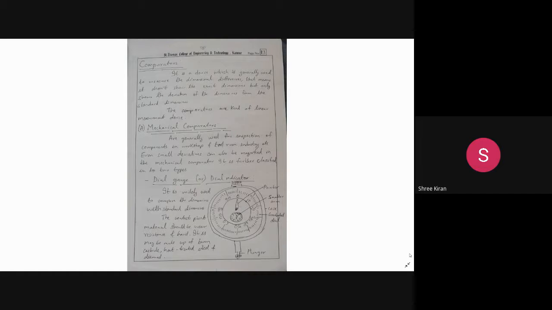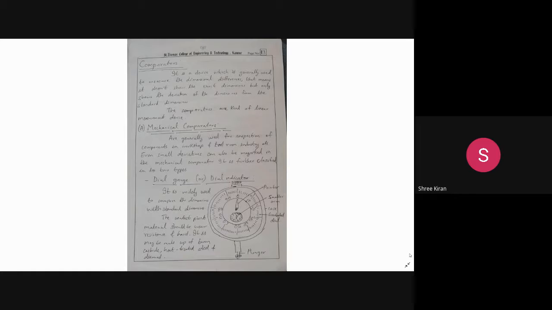Now you see the dial gauge. What happens in the case of dial gauge or dial indicator? The dial gauge is a device which is widely used to compare the dimensions with standard dimensions.